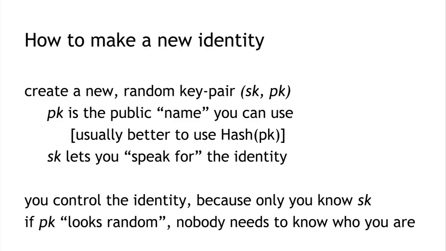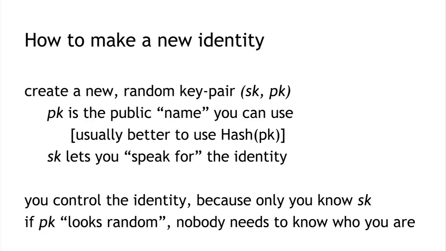All right, so if we're going to treat public keys as identities, one of the consequences is that you can make a new identity whenever you want. If you want to make a new identity, you just create a new random key pair, SK and PK, by doing the generate keys operation in our digital signature scheme. We get out SK and PK. PK is then the public name that you can use. That's the name of that identity, what it's called. Although in practice, you'd probably use the hash of PK because public keys are big. But again, we'll leave that aside as a detail.